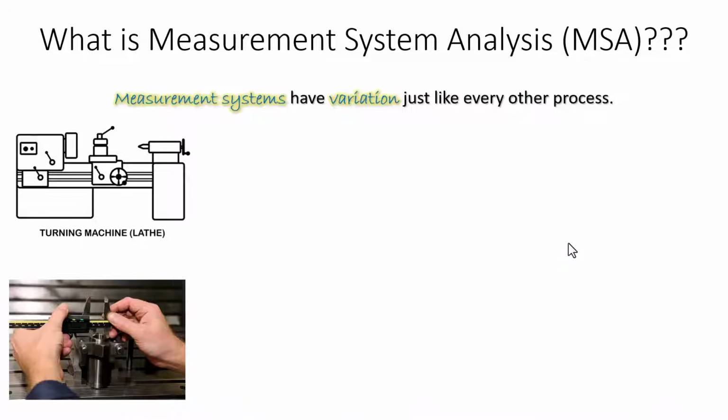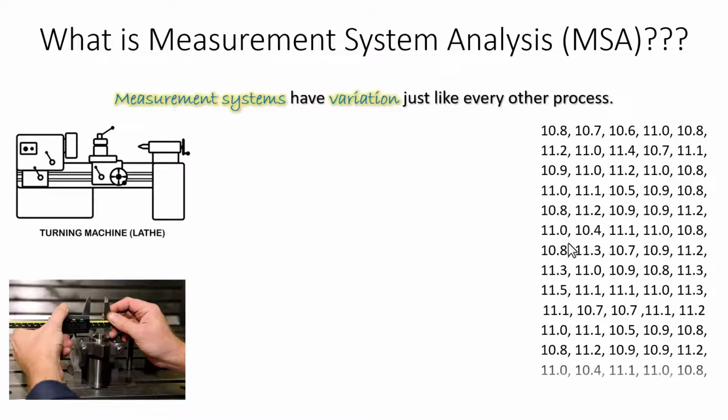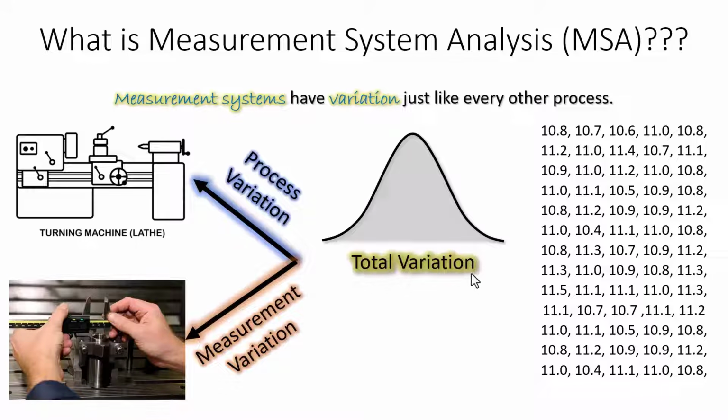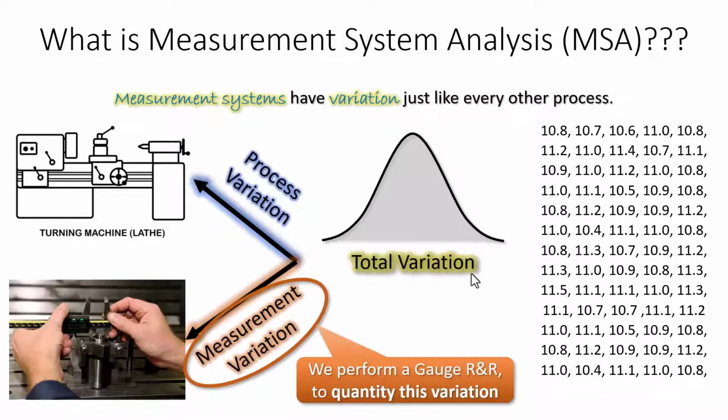And so again, the example I gave you in lecture number 1 is you've got all this data, you run a study, you calculate total variation, and you have to remember that part of your variation, and hopefully the majority of it, comes to you from your process, but also some of that variation will come from your measurement systems. And that's the purpose of a Gauge R&R. We want to quantify the variation that comes to us from our measurement systems.